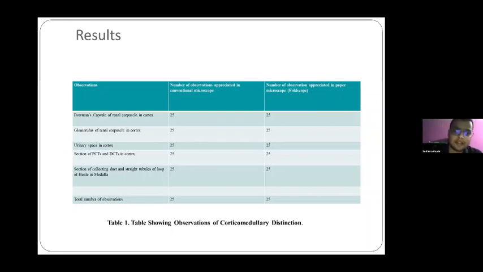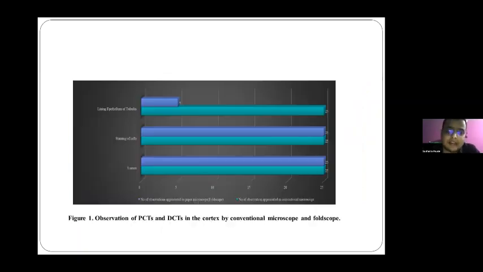The Foldscope was able to identify the renal capsules and the glomerulus. The Foldscope was able to identify the urinary space, and every observation that was made on the conventional microscope, the Foldscope was also able to make the same kind of observations.